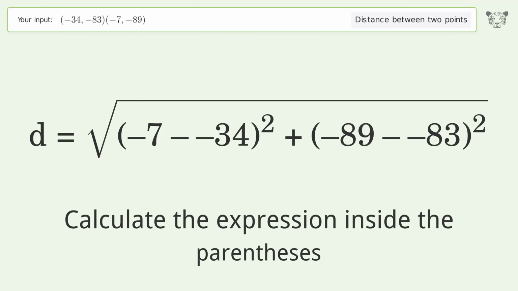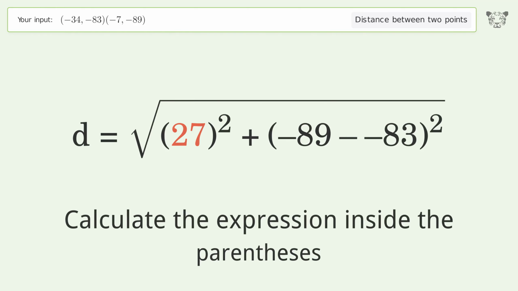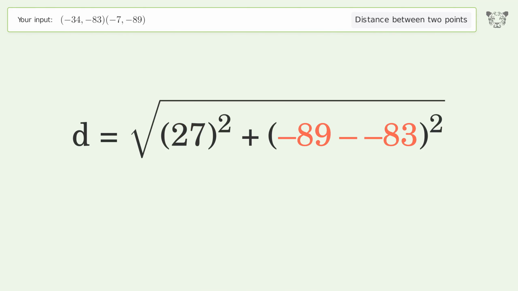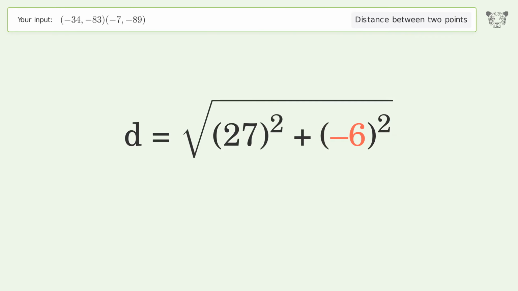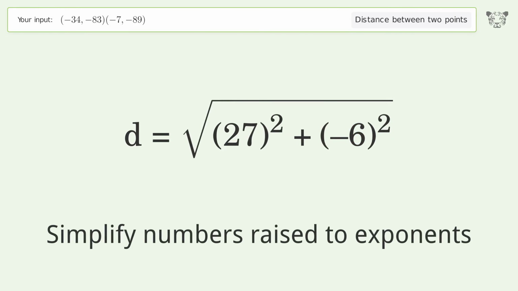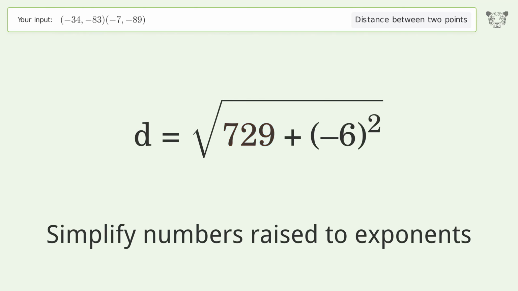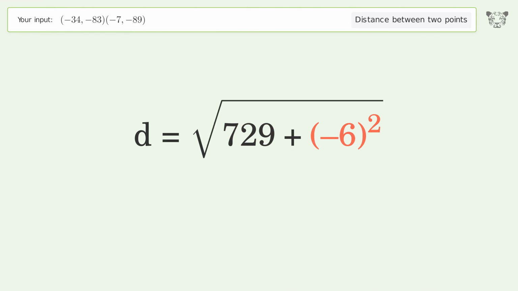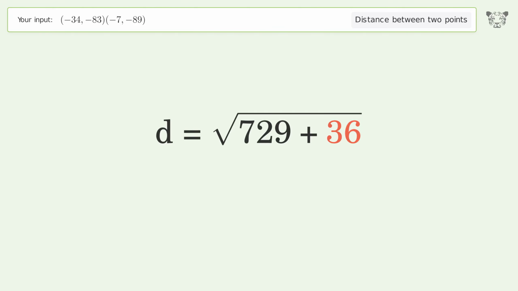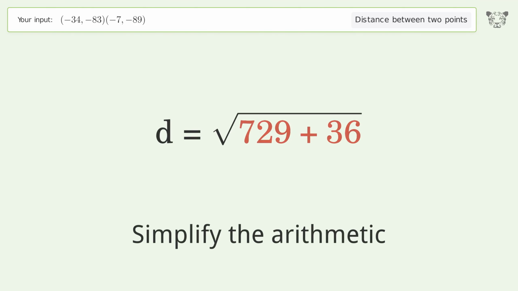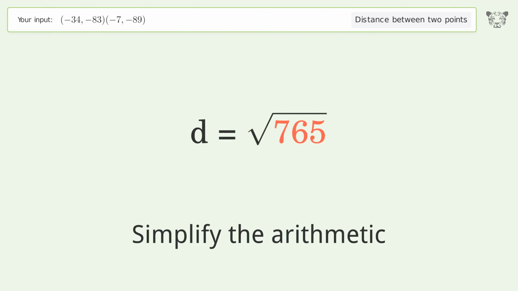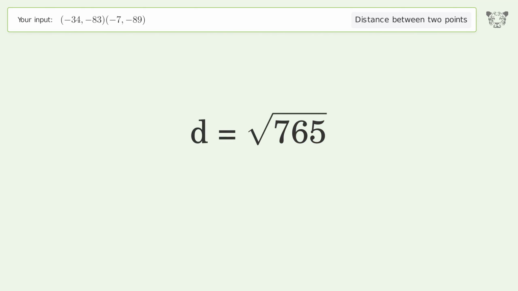Calculate the expression inside the parentheses. Simplify numbers raised to exponents. Simplify the arithmetic. And so the distance between the 2 points is the square root of 765 or 27.659.